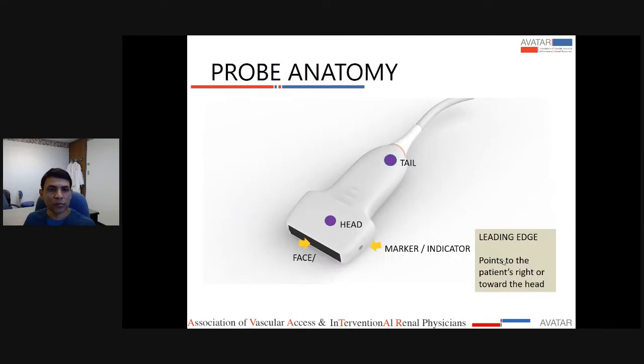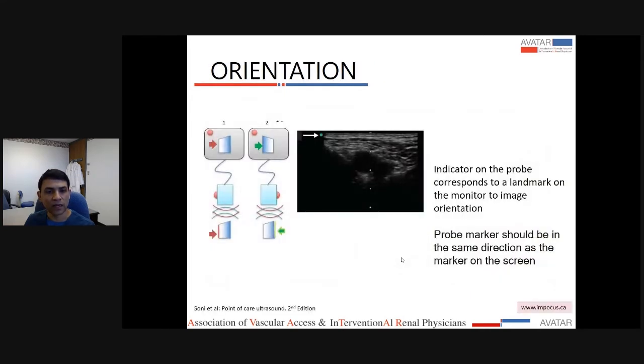Now, coming to the anatomy of the probe, the most important thing when you look at a probe is to look for the marker. Now, this marker or indicator can be of various designs. It could be just a light bulb that is sitting there. It could be a depression or literally a marker. Now, this is the leading edge of the probe, and this end of the probe has to be usually directed towards the patient's right or towards the patient's head. This is important in getting an idea of the orientation of the image on the screen.